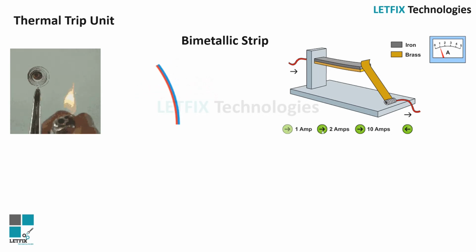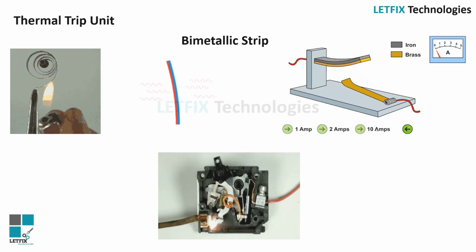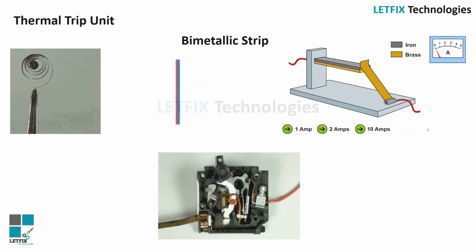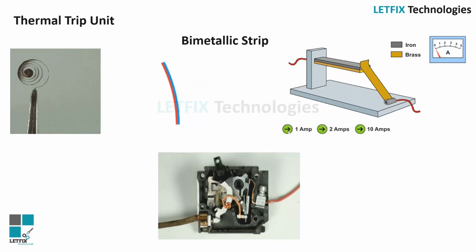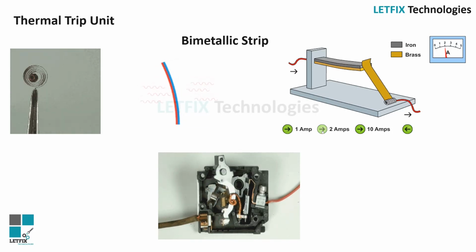When there is an overload, the increased current flow heats the bimetal, causing it to bend. As the bimetal bends, it pulls the trip bar, which opens the breaker's contacts. The time required for the bimetal to bend and trip the breaker varies inversely with the current.